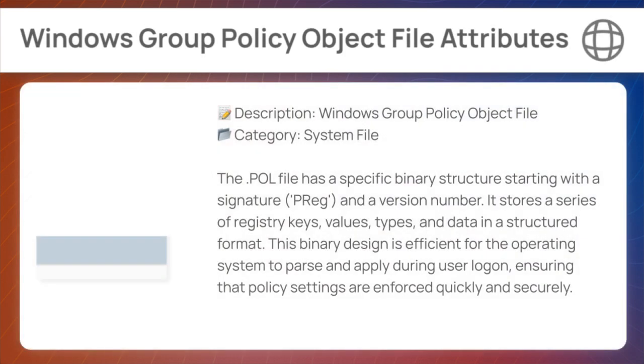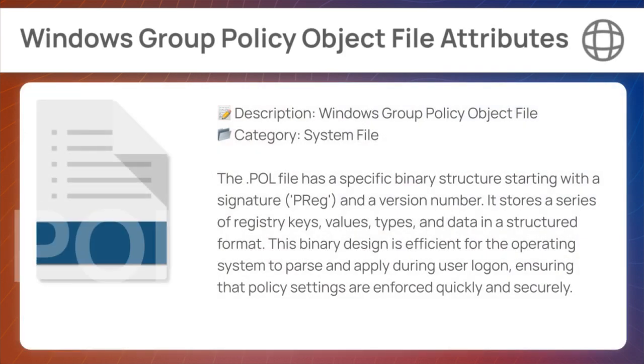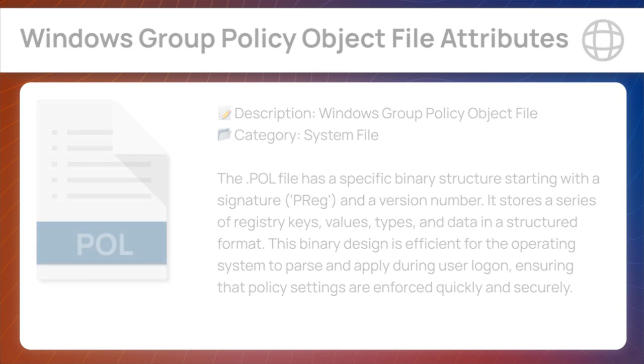The POL file has a specific binary structure starting with a signature, PReg, and a version number. It stores a series of registry keys, values, types, and data in a structured format. This binary design is efficient for the operating system to parse and apply during user logon, ensuring that policy settings are enforced quickly and securely.